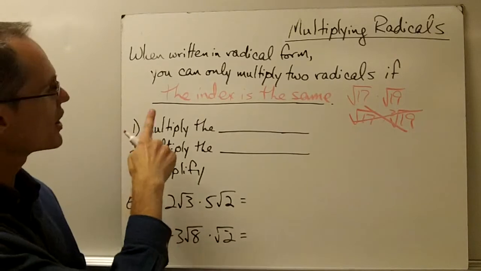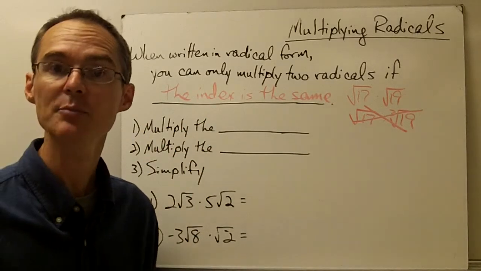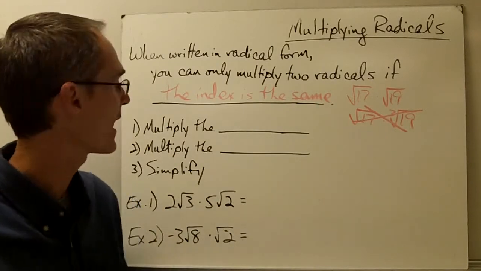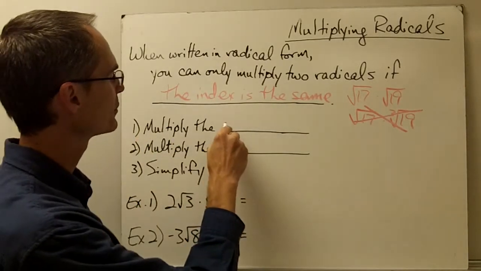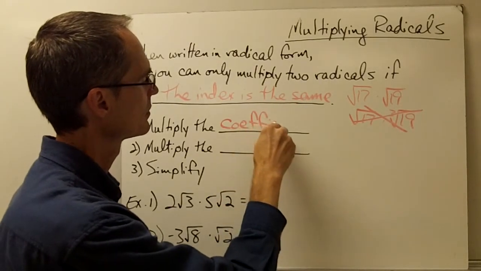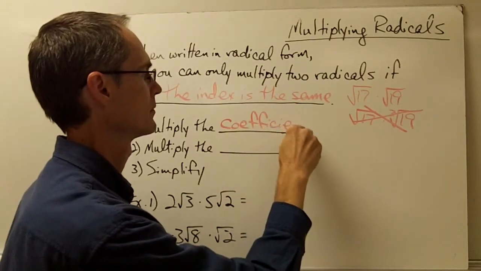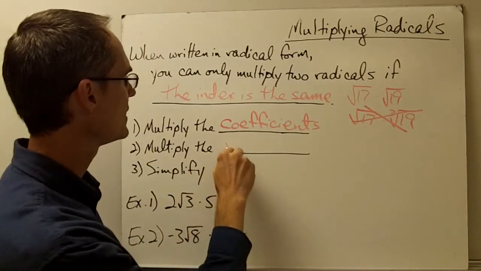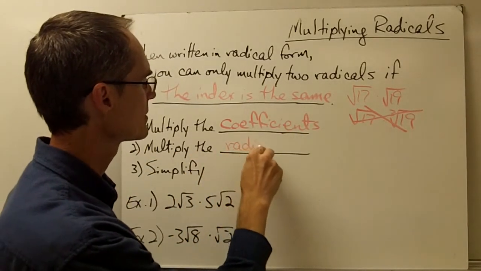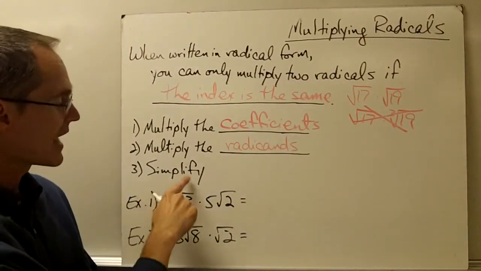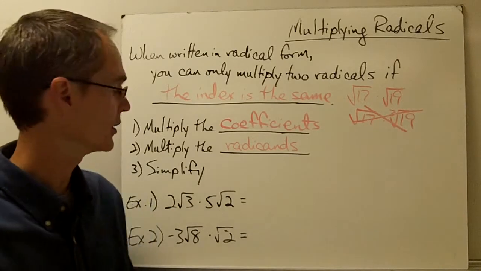All right, so assuming that you have two radical expressions and their indexes are the same, there are 3 steps to multiplying radicals. First, you multiply the coefficients. And second, you multiply the radicands. And then finally, you simplify your expression.